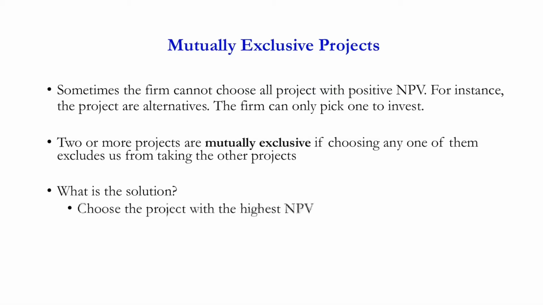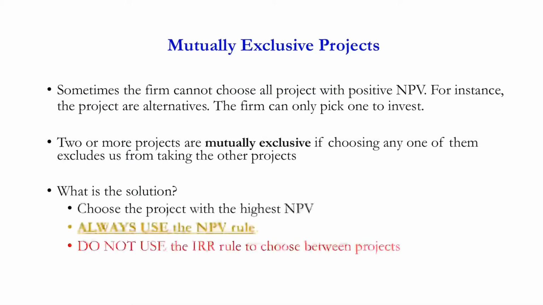The solution is that we need to choose the project with the highest NPV. We're always going to stick with the NPV rule. We are not going to use IRR to choose between projects. So the NPV rule is pretty simple. We are just going to choose the highest NPV project, given that we have several positive NPV projects.